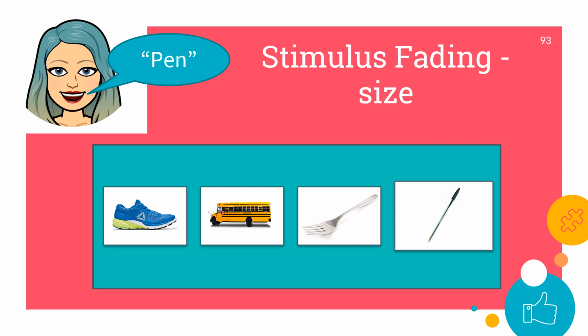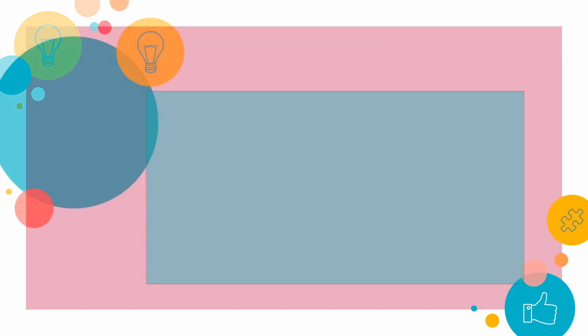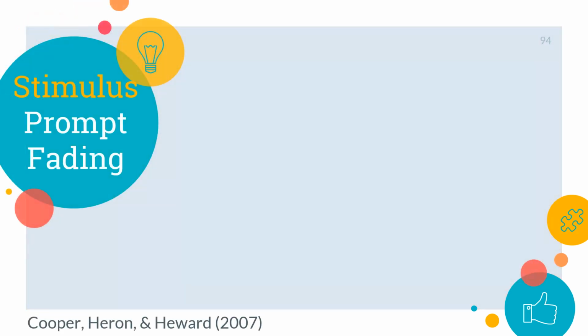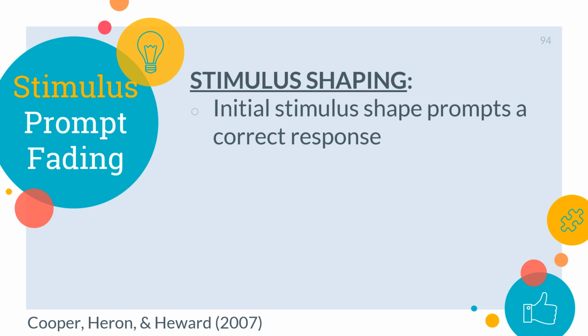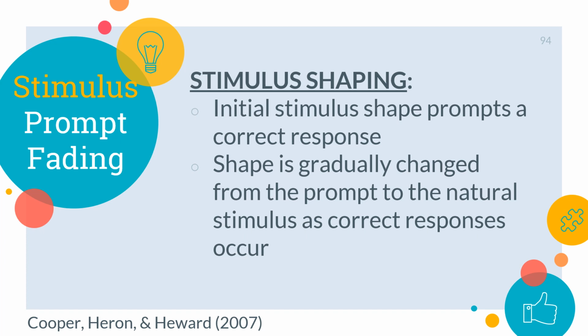Here, the pen is the target and is still slightly larger than the other cards, though smaller than the fork on the previous slide. Stimulus fading can be used across a variety of dimensions, including intensity, size, position, and more. You have just seen examples of stimulus fading across intensity as well as size. Another example of stimulus prompt fading would be stimulus shaping. In stimulus shaping, the initial stimulus shape prompts a correct response, and then that shape is gradually changed from the prompt to the natural stimulus as correct responses occur.